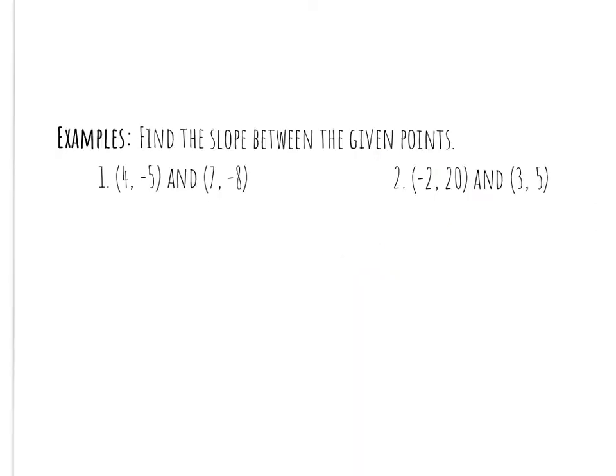Alright, so let's try some of these on our own. So I'm going to rewrite the formula for slope up here at the top. You don't have to because you have yours written above. Slope is y2 minus y1 over x2 minus x1.